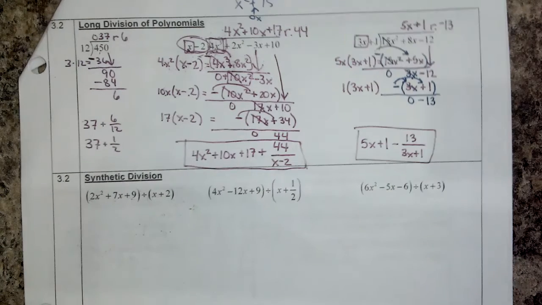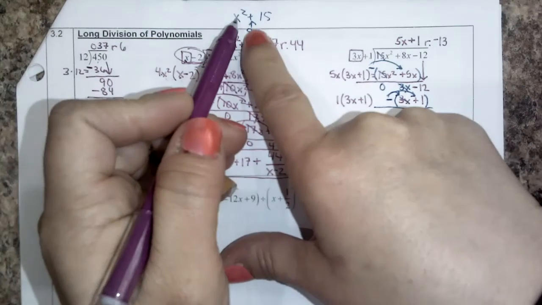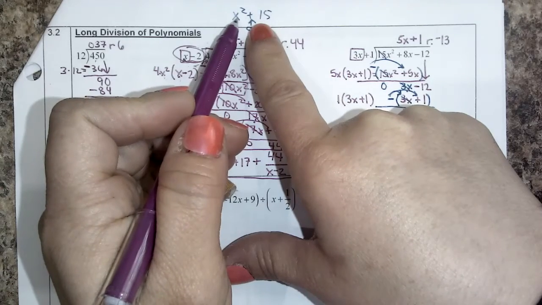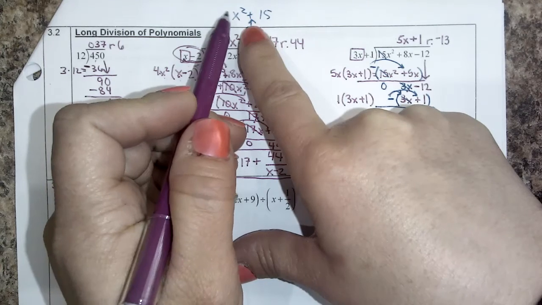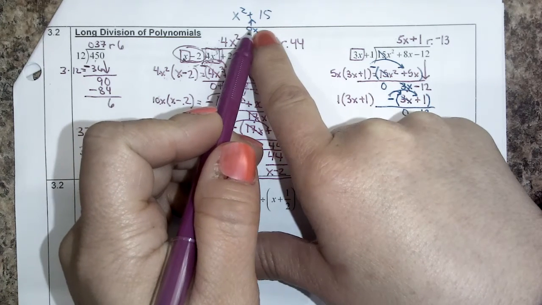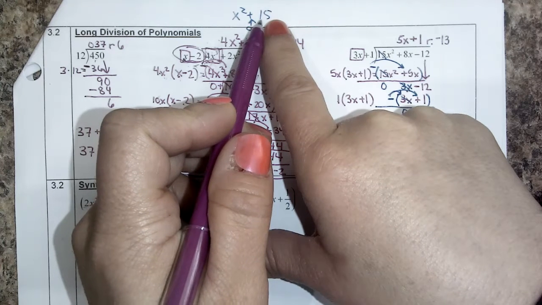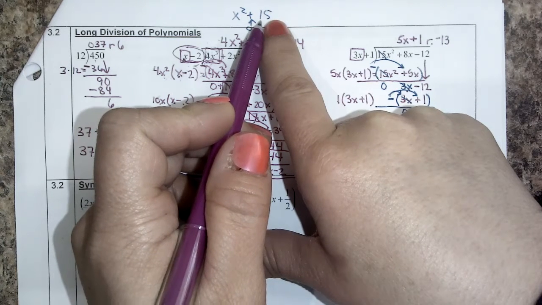Okay, so in 3.2, we talked about long division. One thing that is important to remember in long division, if you're missing a term, you have to put a 0 in there. So like here, I'm missing the x term, so I would put a 0x. You have to have that placeholder in there. Okay, same with your constant. If you're missing a constant, you need to put a 0 in there. You have to have that placeholder.